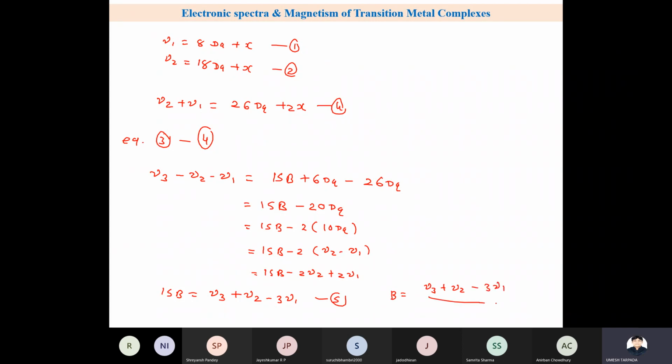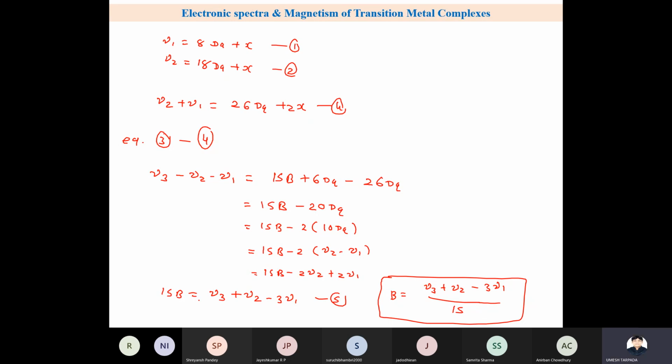So you are getting repulsive factor b using this formula. This formula is common, you can use this too. So this is very useful whenever you are given different diagrams, different transitions. So you can calculate a particular b value, or you can calculate a particular 10 dq value from these transitions. Now the b value you are getting from this one.